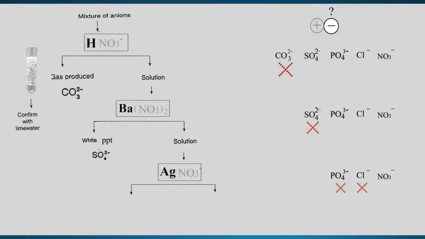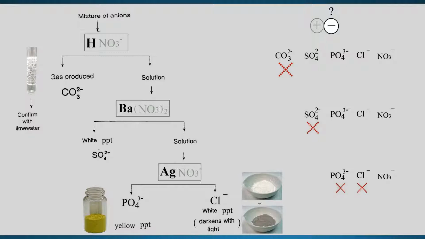I'm going to put in a soluble Ag. Would something precipitate? If it is Ag3PO4, it's going to be a dull yellow. If it is AgCl, this white precipitate will darken in the light. If it is still soluble after this test, you know this is going to be nitrate, because nitrate is the most soluble.